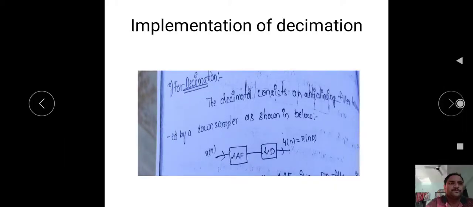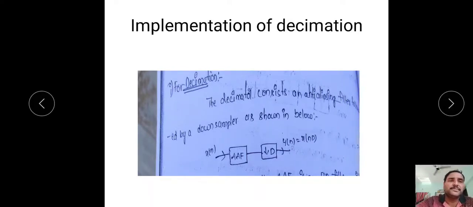Okay, in the last class we saw what is meant by sampling rate conversion and what the types of sampling rate conversion are. In this class we will see decimation, how to implement decimation practically, and how to implement interpolation practically.